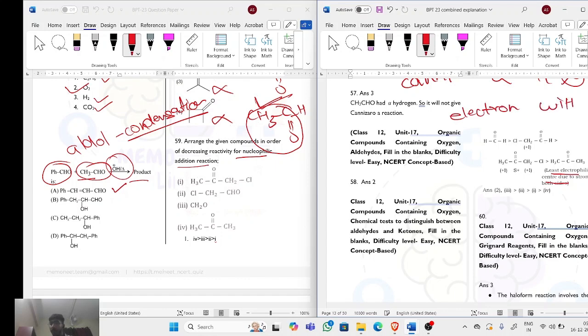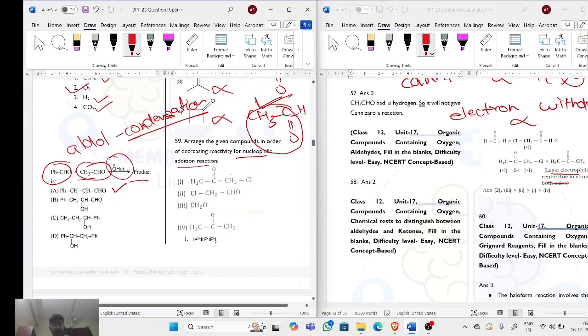If an electron withdrawing group is present, then reactivity will be directly proportional. If an electron donating group is present, then it will be inversely proportional to the electron donating group. The higher the order of electron withdrawing group, the more the nucleophilic addition reaction increases. So here first of all we are given with CH3, then we have CH3 on this side.